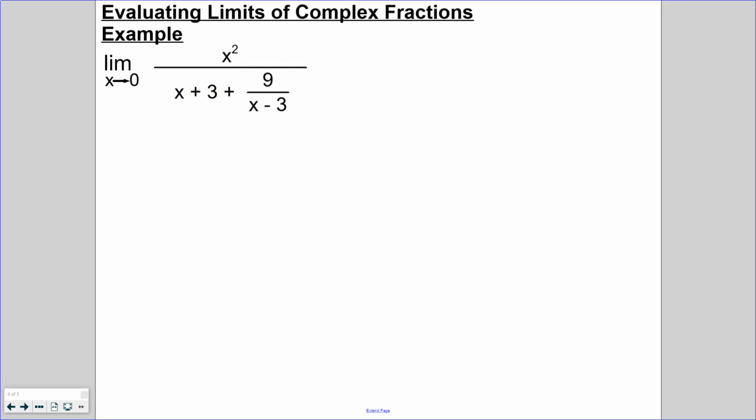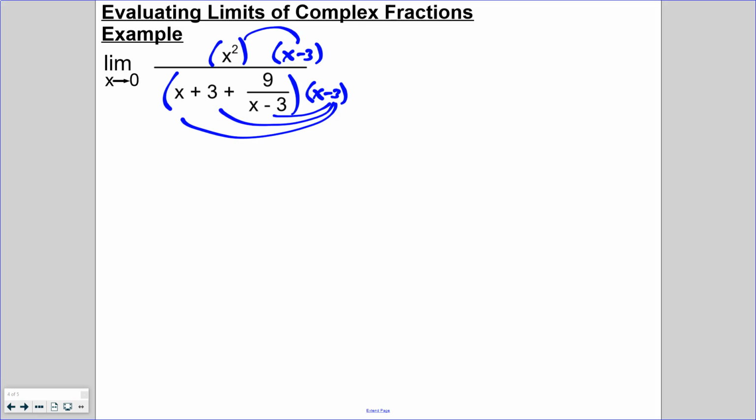Let's take a look at another example. Here we have the limit as x approaches 0 of x squared over x plus 3 plus 9 over x minus 3. So here we have a fraction inside of the bigger fraction. And we'll use the same process we did last time. We will take the denominator of the fraction inside the fraction, and we'll multiply both the top and bottom by that denominator, which is x minus 3. And then we are going to factor it in to each of the terms.